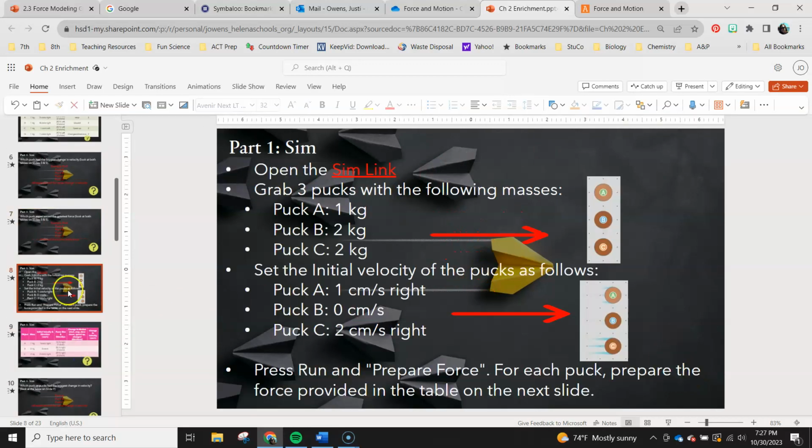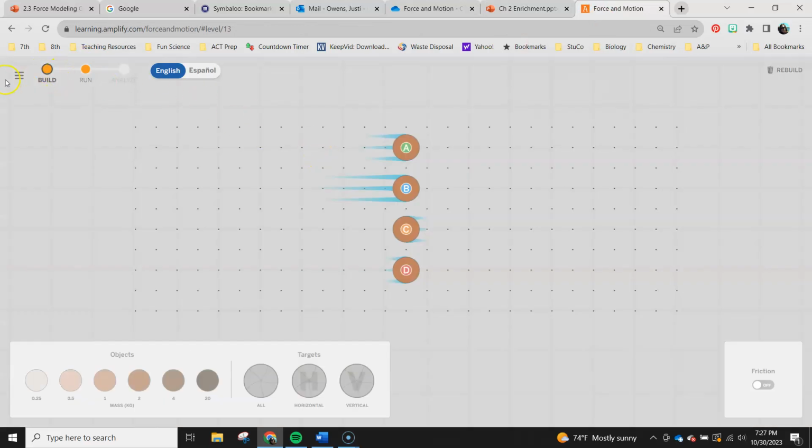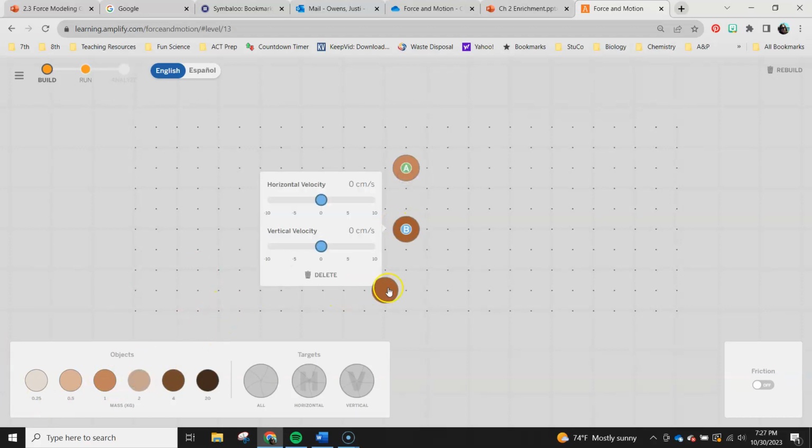Second part of part 1, same sim link. You guys are going to do 3 different pucks though. One is going to be a different size. So puck A is going to be a 1 kilogram puck, which is already set out there. And then puck B and puck C are both going to be 2 kilogram pucks.